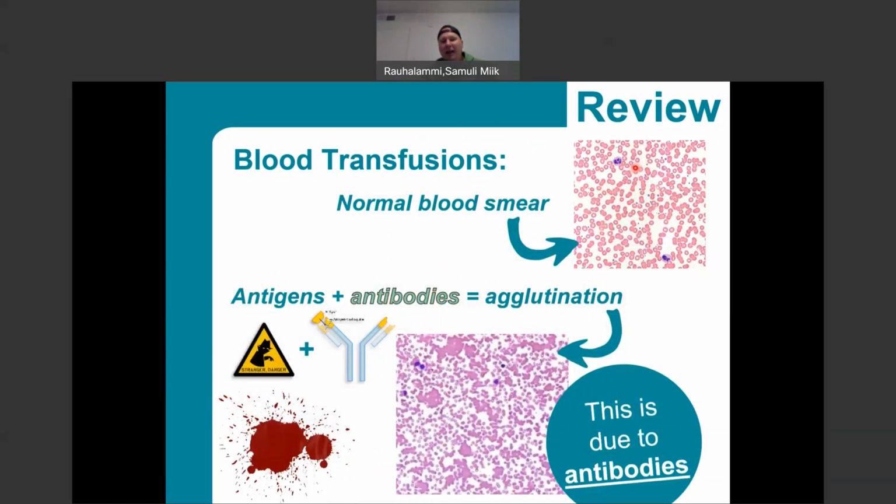This is what we're expecting to see. If there is a reaction because your antigens and the antibodies don't match, so you've now been given blood where there are antigens on the surface of those red blood cells that react with the natural antibodies that you have in your blood, there will be an agglutination reaction. So you see how the red blood cells tend to clump together, and this would be an issue in many ways. So we don't want to see this.